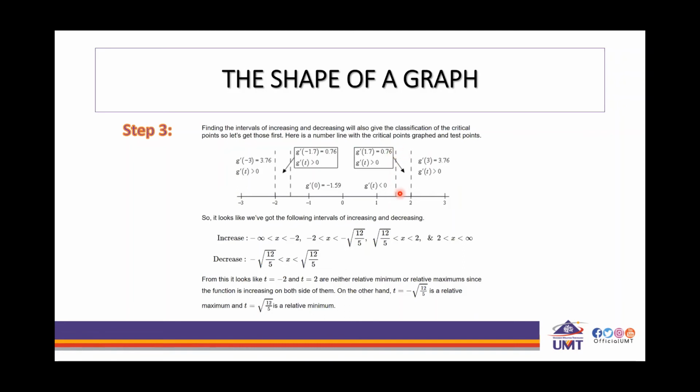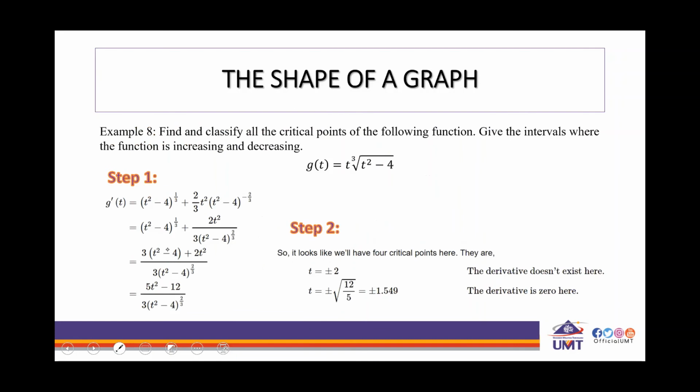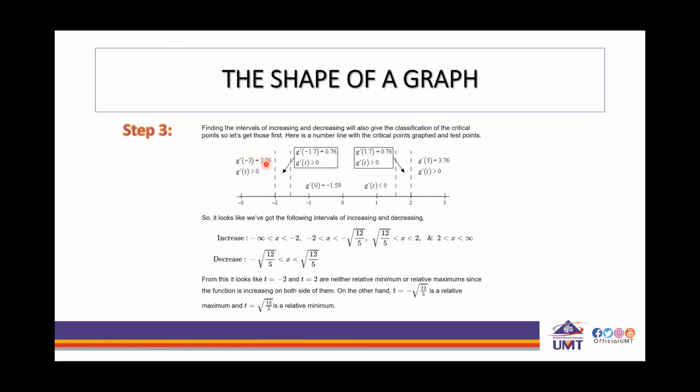Okay, like I told you before, for example for this area, which is below negative 2, we take any number, like negative 3 or negative 4, but in this case it took negative 3. So we put it in here to calculate the value for here. It got 3.76. Then from negative 2 to negative 1.5 here, in this example we took negative 1.7, so it got 0.76. And now at g(0), it got negative 1.59.